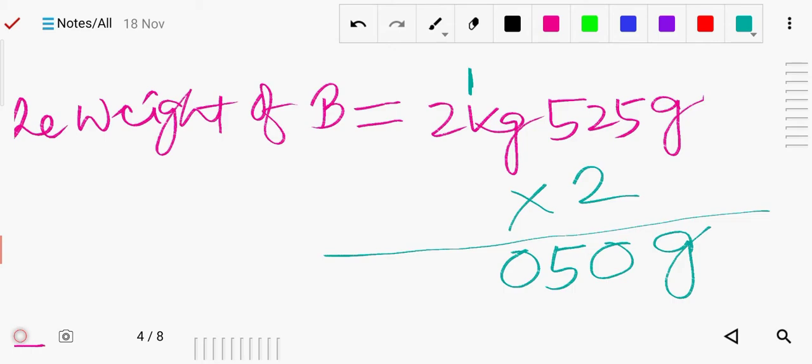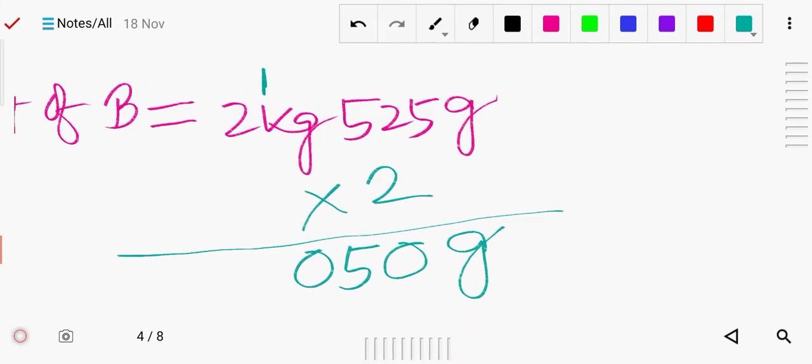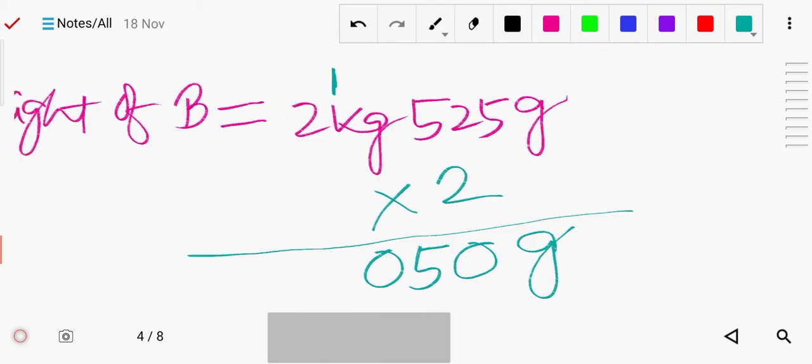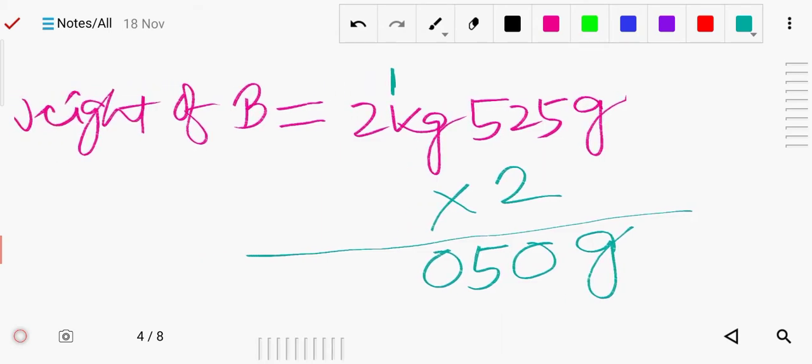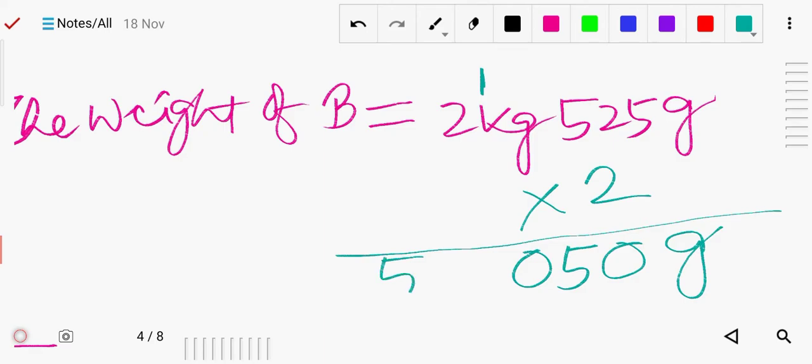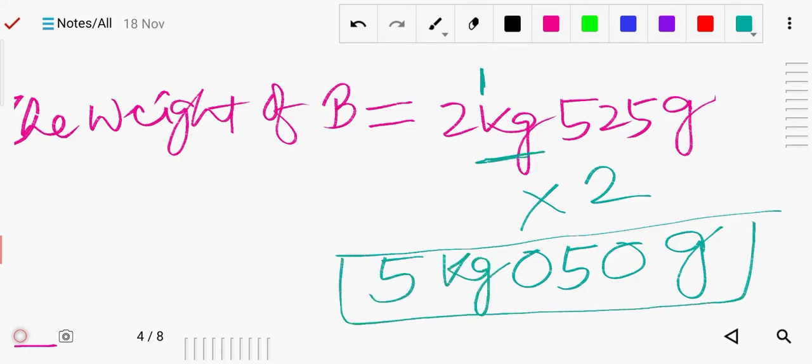So the same concept as what we have done, we cannot write this. So 2 2s are 4. Okay, 4 plus 1 is 5. Now this is the kg part. So the weight of B is 5 kg 50 gram.